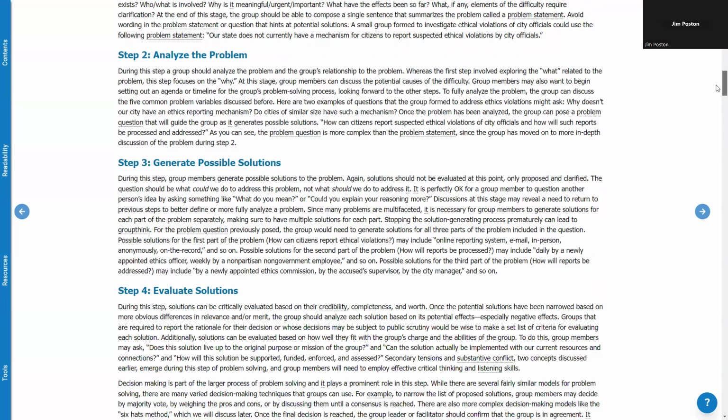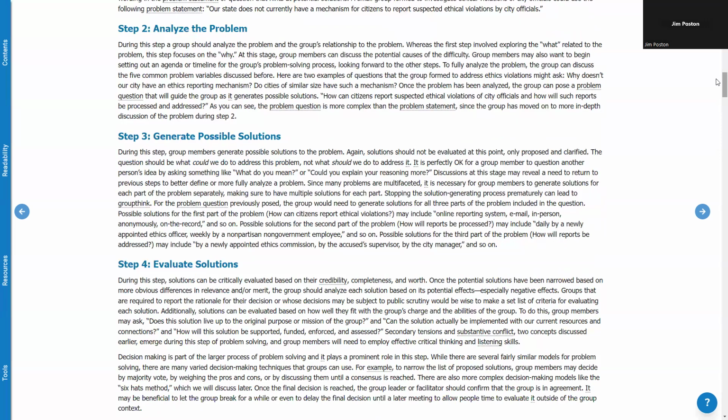Heading: Step 2: Analyze the problem. During this step, a group should analyze the problem and the group's relationship to the problem. Whereas the first step involved exploring the what related to the problem, this step focuses on the why. At this stage, group members can discuss the potential causes of the difficulty. Group members may also want to begin setting out an agenda or timeline for the group's problem-solving process, looking forward to the other steps. To fully analyze the problem, the group can discuss the 5 common problem variables discussed before.